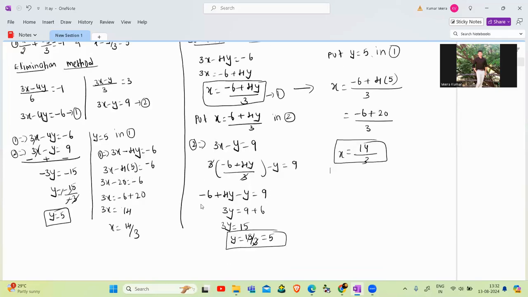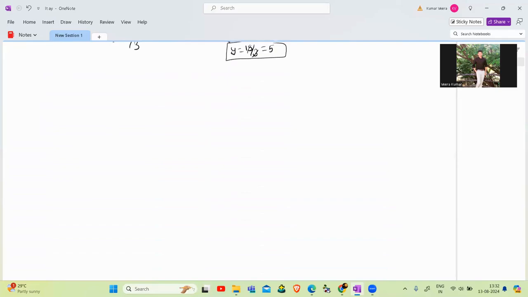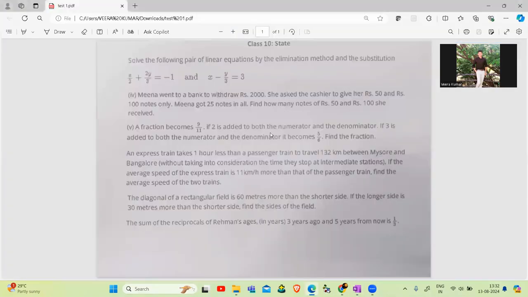Okay. Next question we will solve. Meena went to a bank to withdraw 2000 rupees. She asked the cashier to give her rupees 50 and rupees 100 notes only. Meena got 25 notes in all. Find how many notes of rupees 50 and rupees 100. So simple, this is.